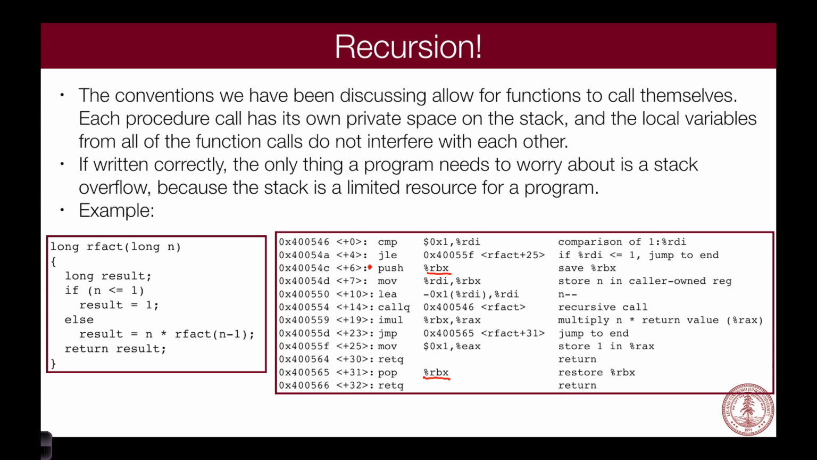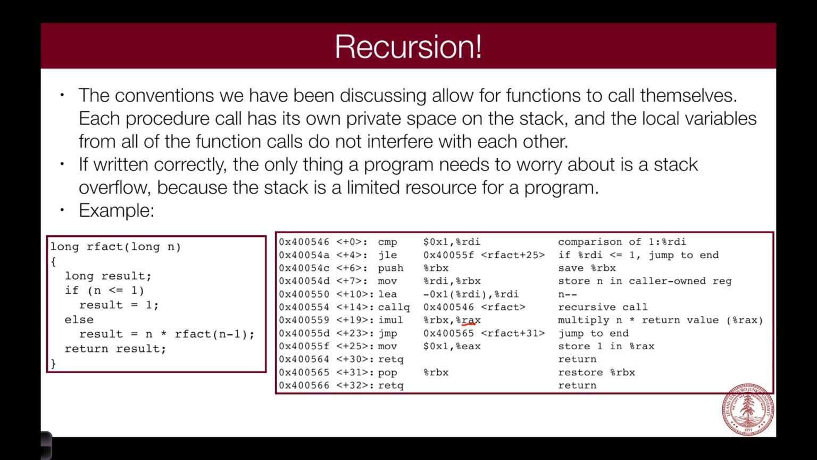What does it do next? Well, it stores n into RBX. It's going to store that for later. Then it subtracts 1 from n and calls our factorial function. That's all that's going on here. This is saying we're about to do the factorial of n minus 1. Once we do that, RAX will have our factorial of n minus 1.